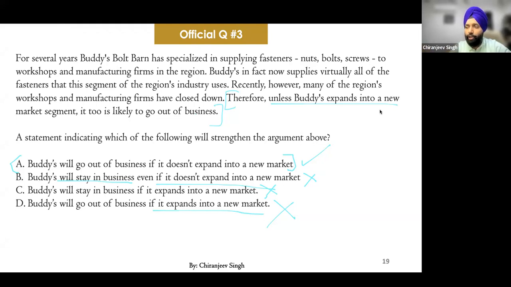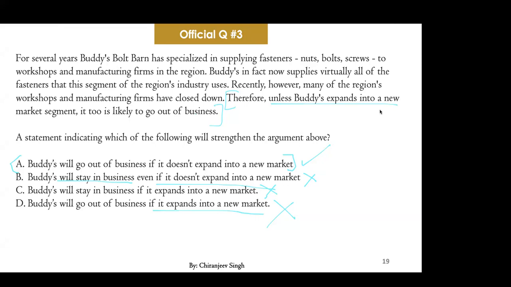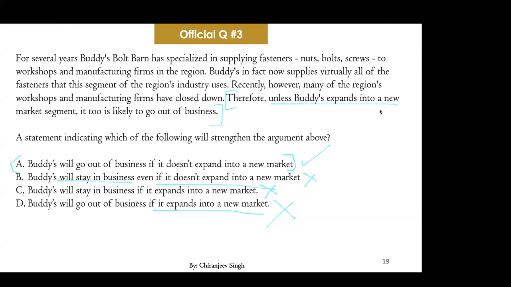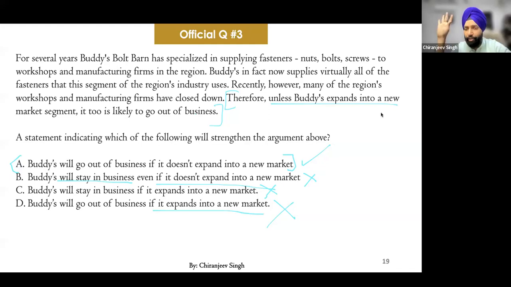No, no, inference will not be possible. If someone tells you it's more than 50%, you cannot infer that it's 100%. Agree, yeah. But if someone is indicating that it is maybe 100%, then your belief increases that it is above 50%. Right, right. I totally get it from a strengthening perspective. But if this question was about inference, if it asked which of the following statements can be inferred, then no. Okay, fine.